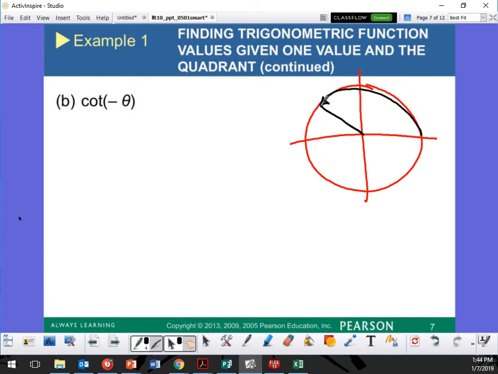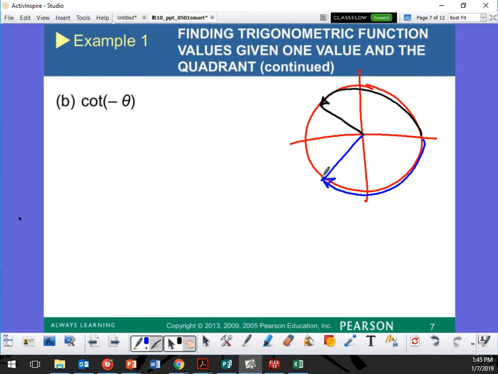Counterclockwise. So I would go the same distance, but going backwards, right? So going backwards would put me where? Quadrant 3, because I'm going the same distance, I'm just going in the other direction. So in that direction, I know that the x value and the y value both have to be negative, right?